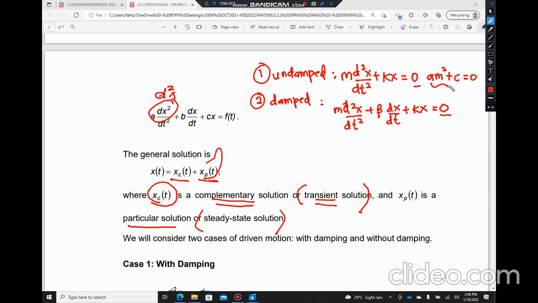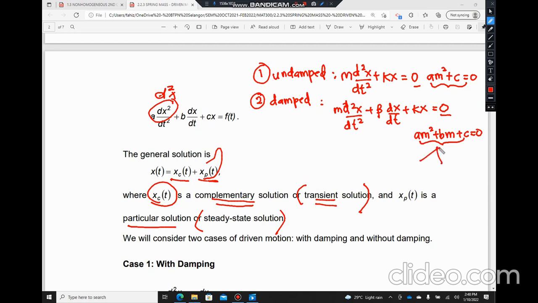Then biasanya kat sini dia akan dapat m tu imaginary. Sebab apa imaginary? Sebab a m square plus c equals to 0, plus c ni awak pindah sebelah kanan dia akan jadi negatif. And then m square kalau negatif dia dapat imaginary. And then this one biasanya auxiliary equation awak akan dapat dalam bentuk ni. Okay, then awak kena factorize.